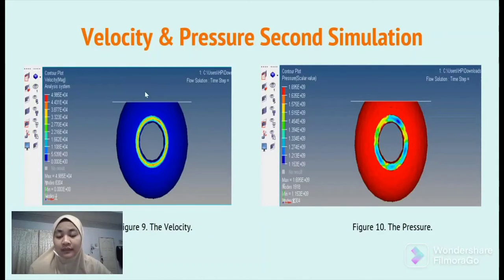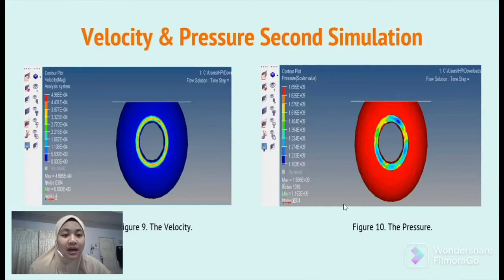Today I will present about the second simulation, which covers velocity and pressure. Here at the velocity figure, we can see that the maximum velocity occurred at the inside of the pipe, which indicates 4.985 times 10 to the power of 4, and at the outside of the pipe we have zero velocity, which is the minimum value.